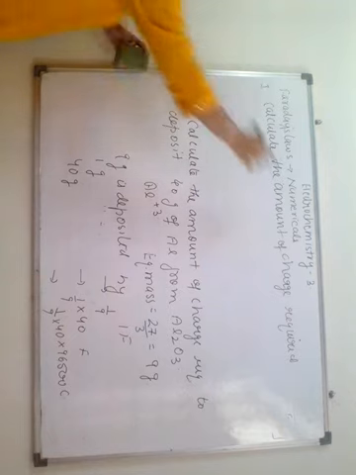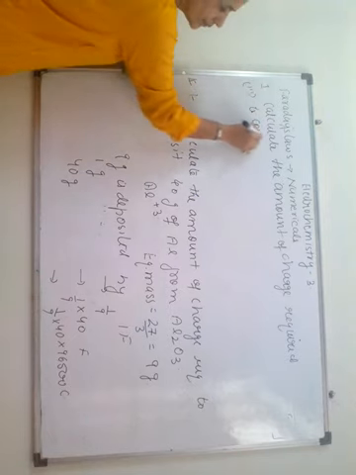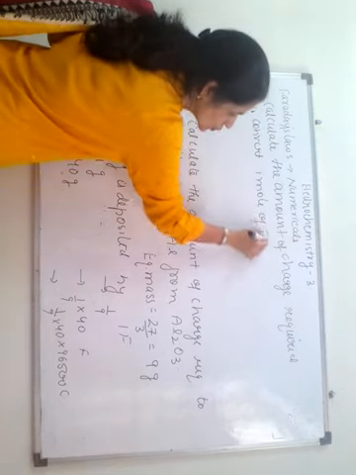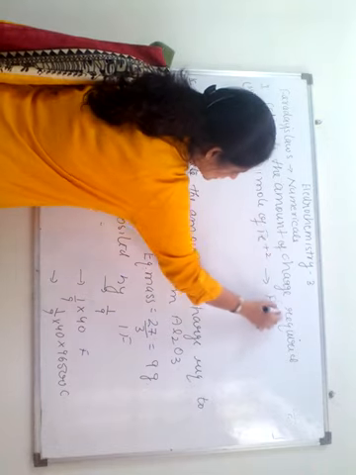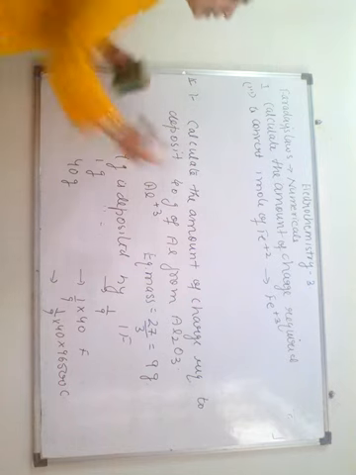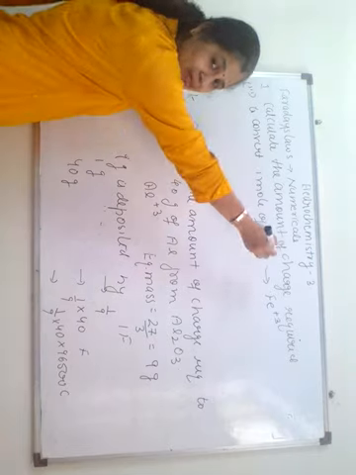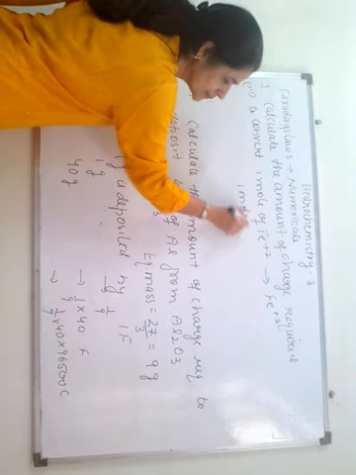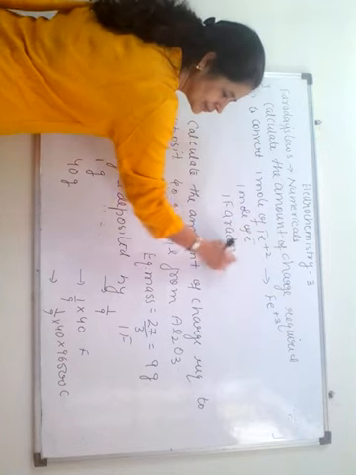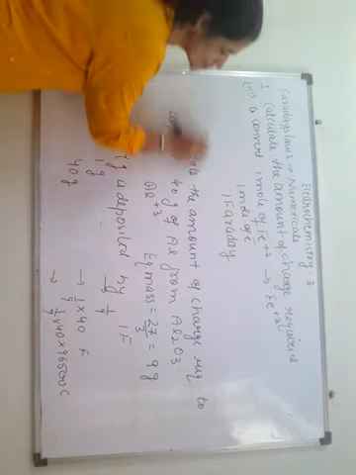Calculate the amount of charge required to convert 1 mole of Fe plus 2 to Fe plus 3. So from Fe plus 2 to Fe plus 3, the number of electrons that are released here is 1 mole of electrons. So 1 Faraday charge.